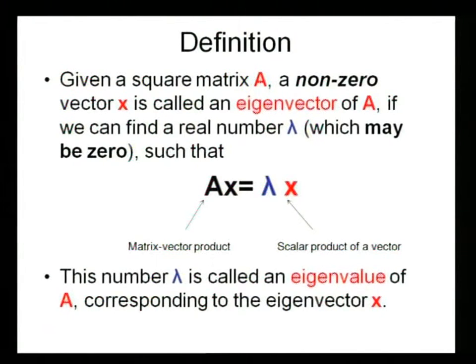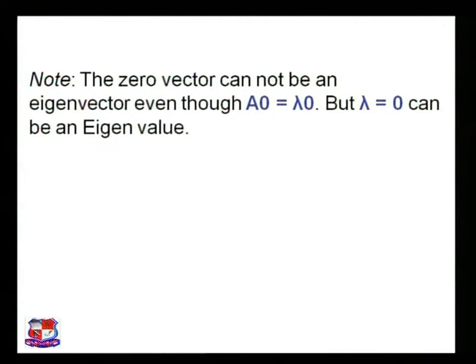Let us look at the next point. Note that the zero vector cannot be an eigenvector, as I told you. Even though A0 is equal to lambda into 0, the zero vector can never be the eigenvector. But lambda equal to 0 may be an eigenvalue, because by definition the eigenvector is never 0, but lambda equal to 0 may be the eigenvalue of the given matrix.